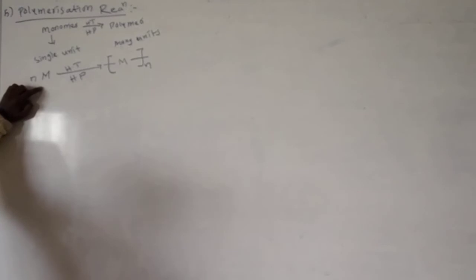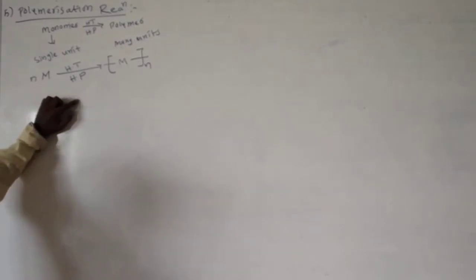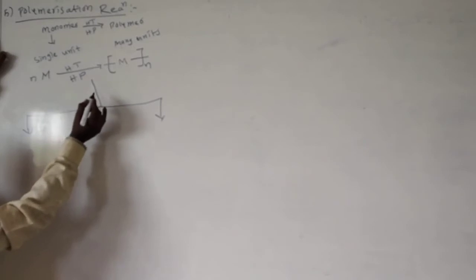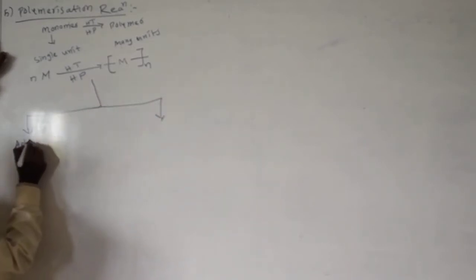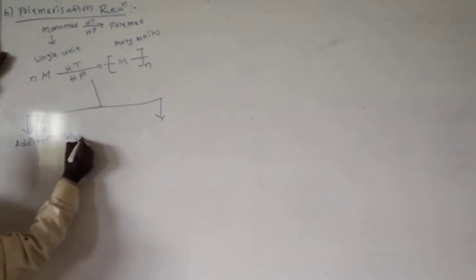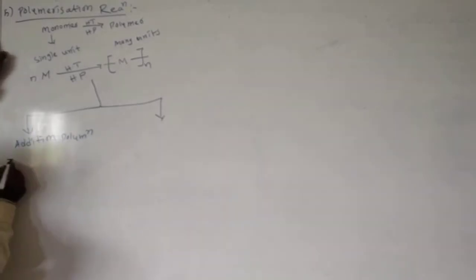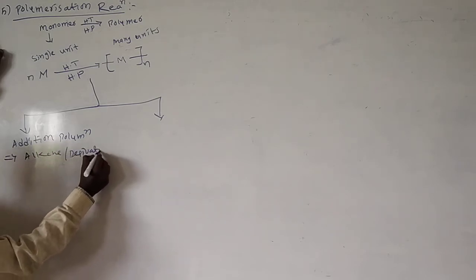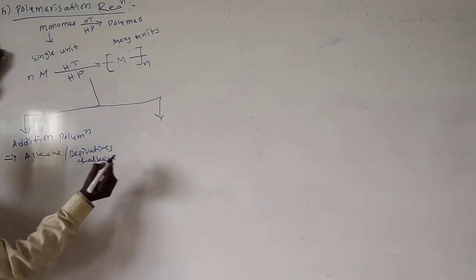Polymerizations are of two types. If a monomer undergoes an addition reaction with another monomer, we call it addition polymerization. If a monomer undergoes a condensation reaction with another monomer, we call it condensation polymerization. That means we have two important polymerizations. This addition polymerization is mainly observed in alkenes and derivatives of alkenes.